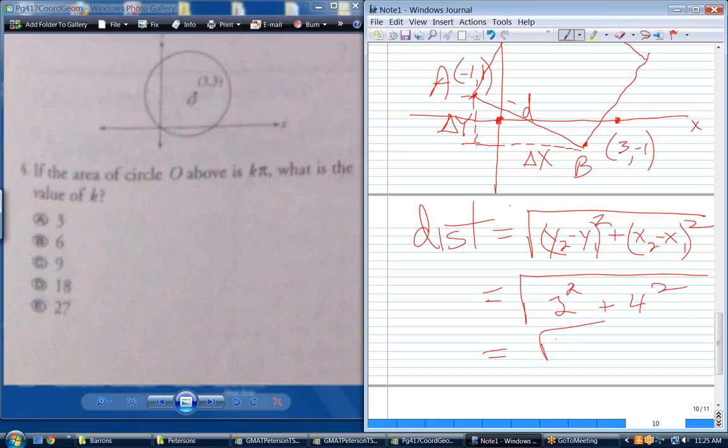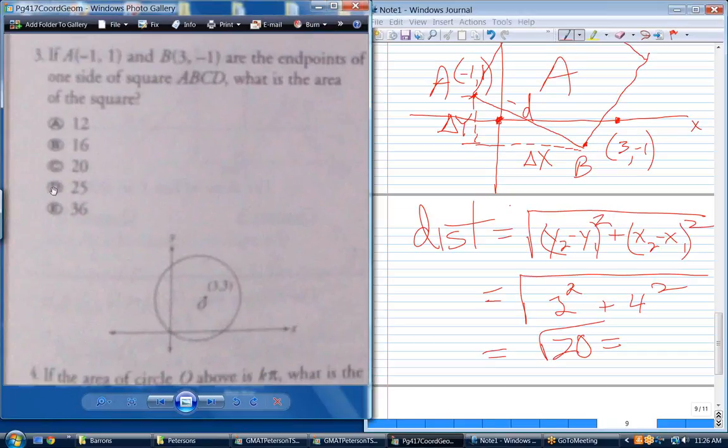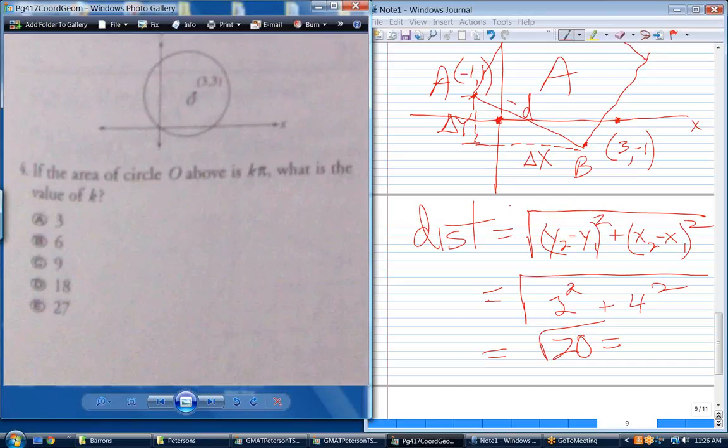So this is the square root of 20, which simplifies. And we don't need to simplify it, because they want the area of the square. Simplifying the square root of 20 would just be an extra unnecessary step. If one side is the square root of 20, obviously the area of the whole square is 20. It's 20, that would be C. But that would have been tough to get without that distance formula.